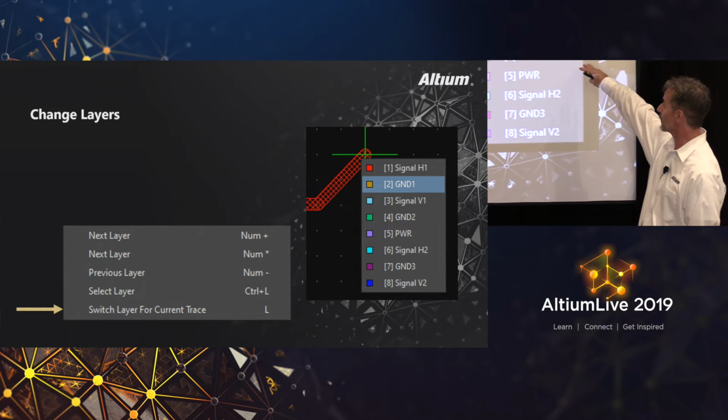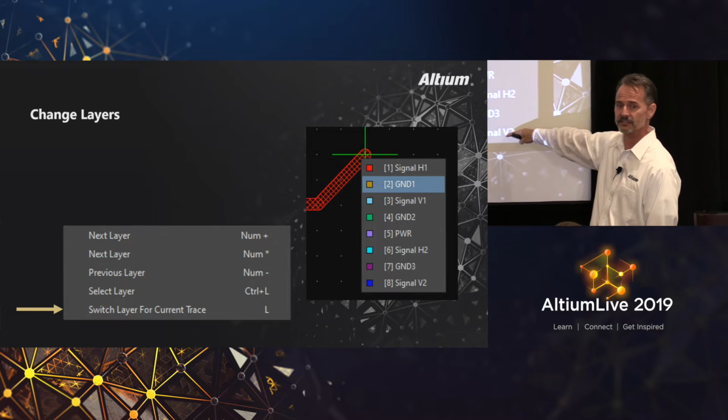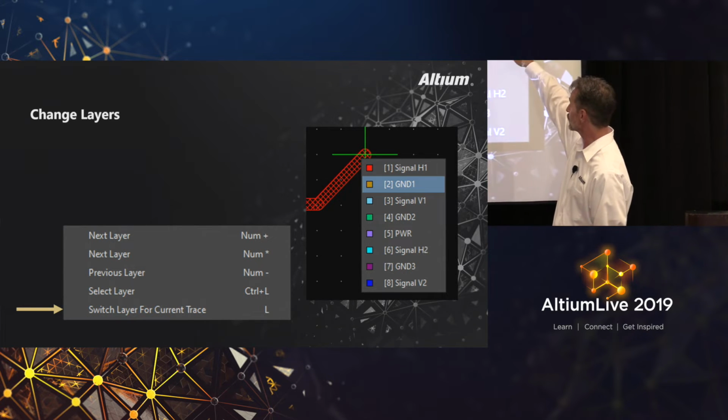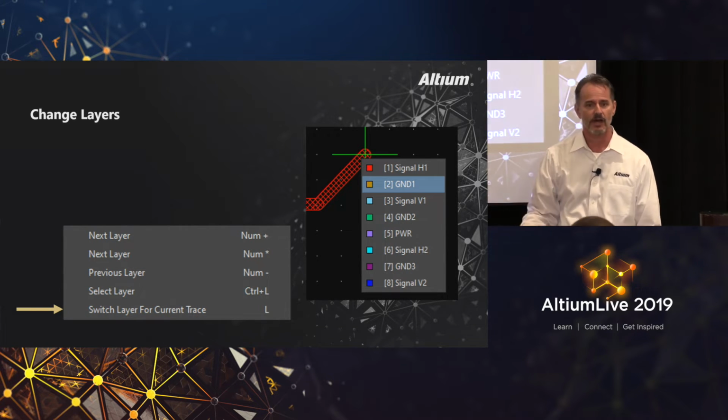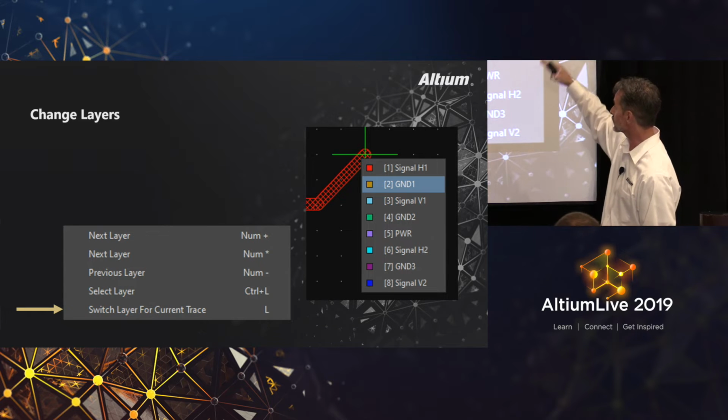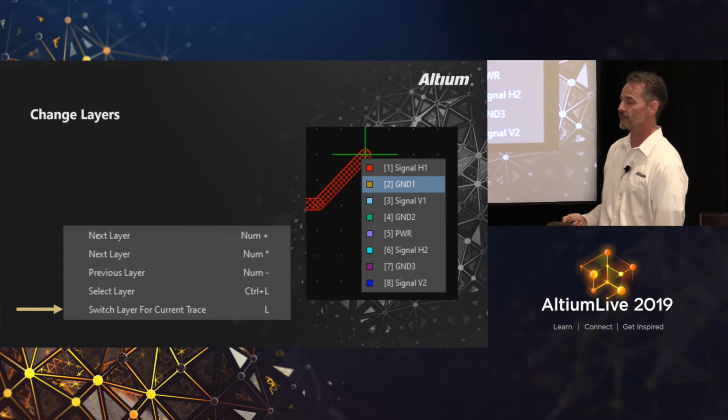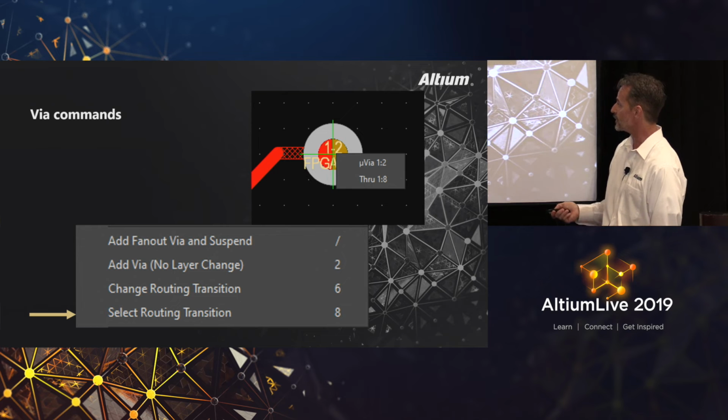So when you're routing, Control L will bring up a list of layers that you can jump to, and you choose the layer that you want, and it'll drop it, and it'll try to select the appropriate via for that range.